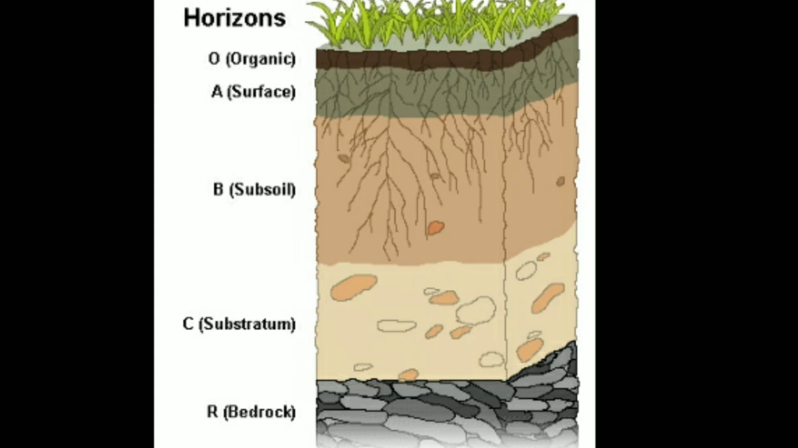The next layer has a lesser amount of humus but more minerals. This layer is generally harder and more compact, and this is called the B horizon or middle layer.